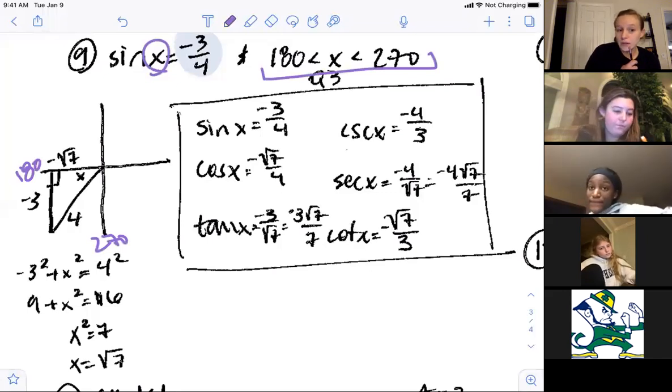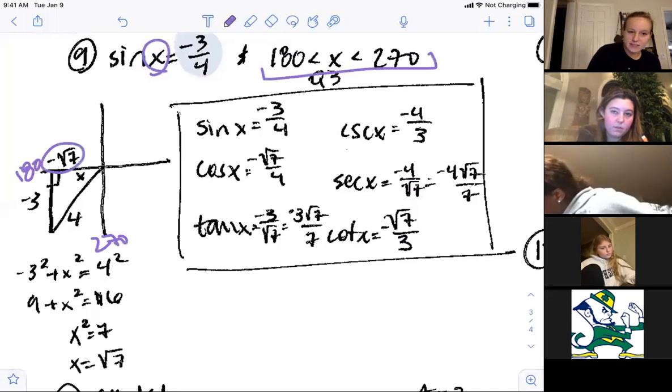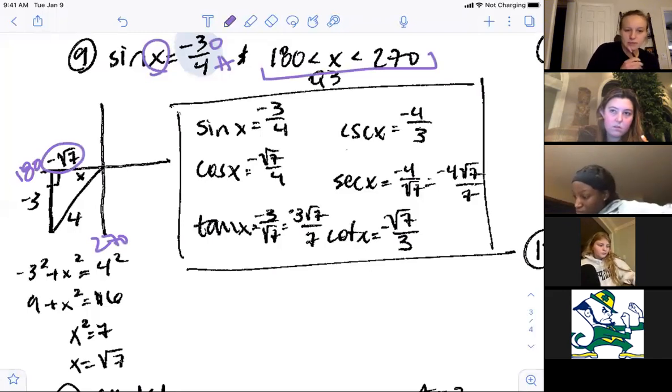So now we just draw our little triangle in the 3rd quadrant. We find our missing side. This time it's my adjacent side because I gave us opposite over hypotenuse. And then once I find that adjacent side, it looked like it asked me for all of my trig functions. So I listed sine, cosine, tangent, and then I flipped all of them for their reciprocal functions.